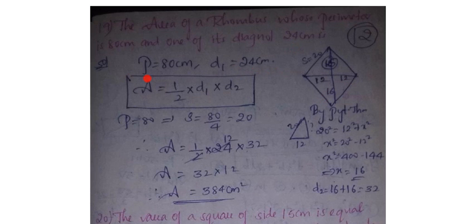So if we apply this one formula, that is area of rhombus equal to half into d1 into d2, that is diagonal 1 into diagonal 2, we will get the answer. Here what they have given: perimeter 80 I wrote, d1 is 24 centimeters.